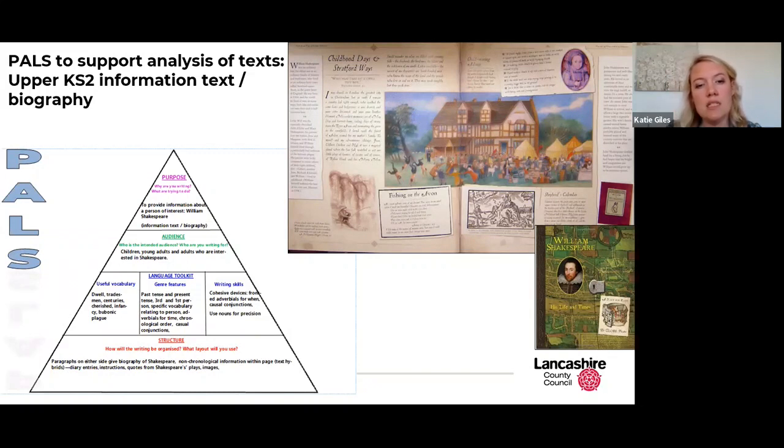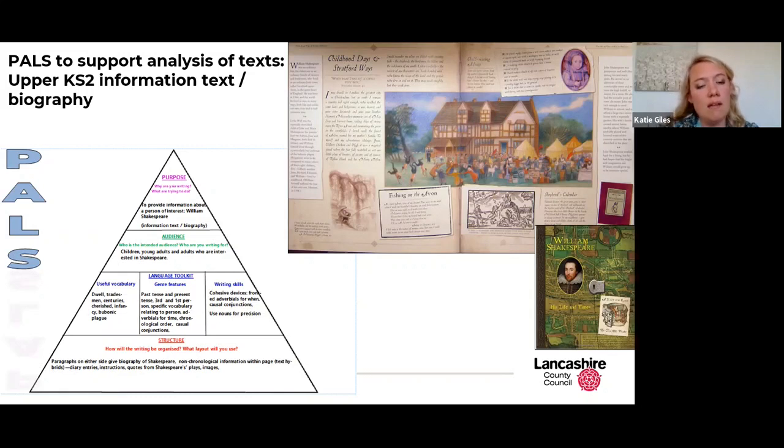And in terms of the writing skills, you can see there that lots of cohesive devices are used, which is a year 6 specific skill that the children need to focus on. So we've got the use of fronted adverbials to create that cohesion. We've got causal conjunctions, and we've also got the use of nouns for precision.